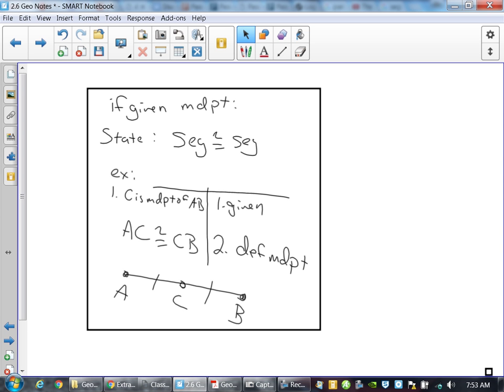Which means every time we have a proof, you can never say, I don't know what to do. I don't know where to start. Because where does it tell you to start? If you're given this, what do you say? Segment congruent segment. Why? Definition of a midpoint. And you go on from there. Does that kind of make sense of what this allows us to do? It takes away some of the scariness of a proof. Does that make a little bit of sense?